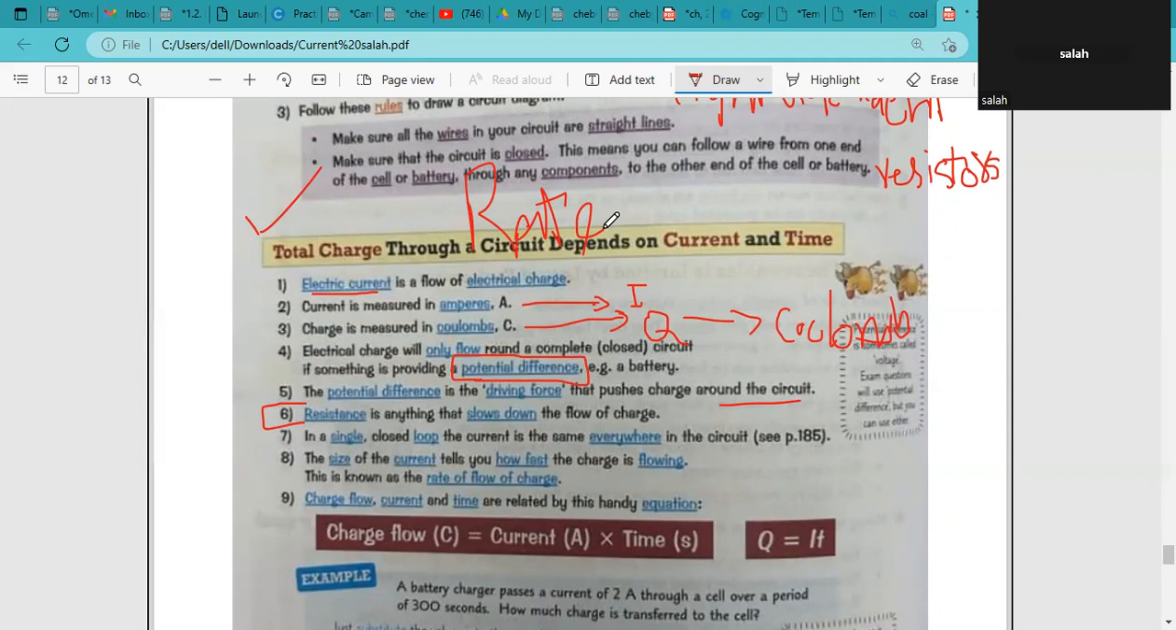We will see in detail in the upcoming topics what potential difference is. But consider it a driving force which pushes the charge to flow around the circuit.